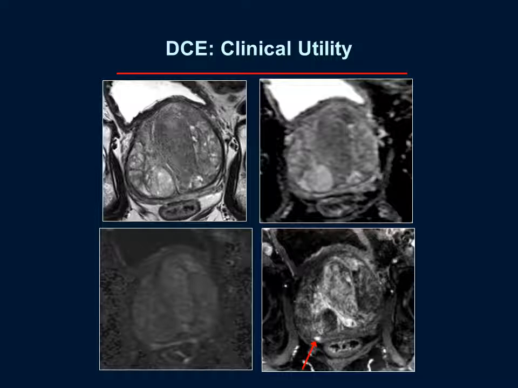It brings our attention to that region to more closely inspect other sequences. And in fact, there is a much more subtle, tiny correlate in the other sequences with some focal low ADC and low T2 and some mild increased signal on the high B image.